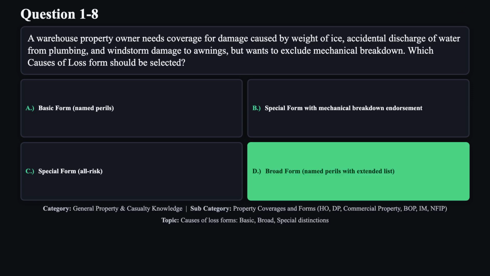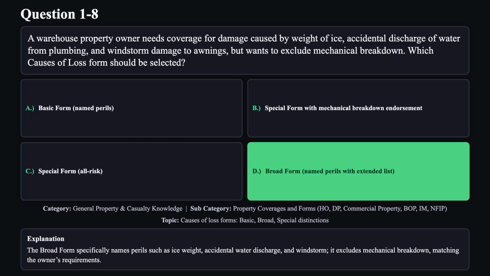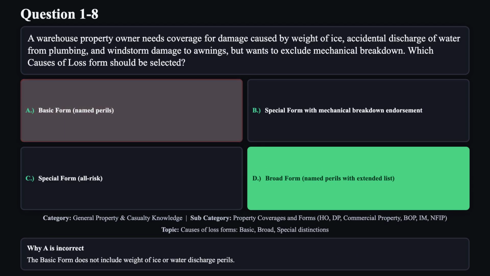The correct answer is D. The broad form specifically names perils such as ice weight, accidental water discharge, and windstorm. It excludes mechanical breakdown, matching the owner's requirements. Reason A is not correct. The basic form does not include weight of ice or water discharge perils.